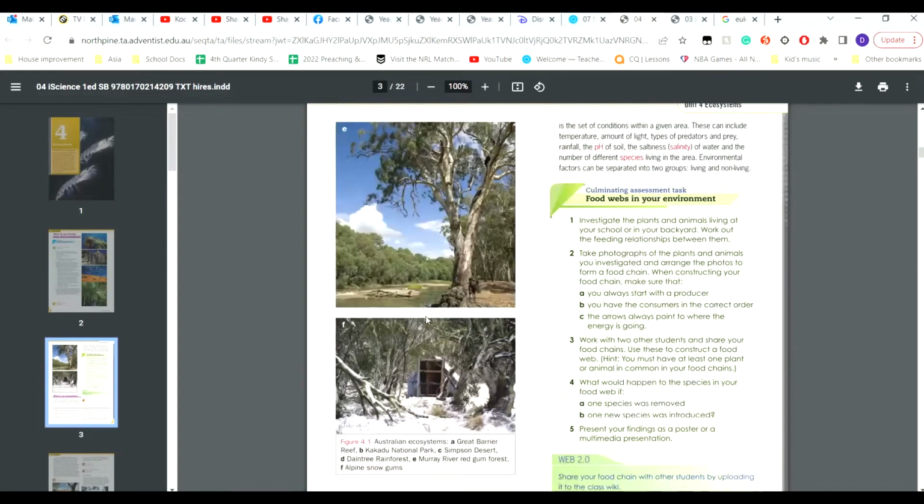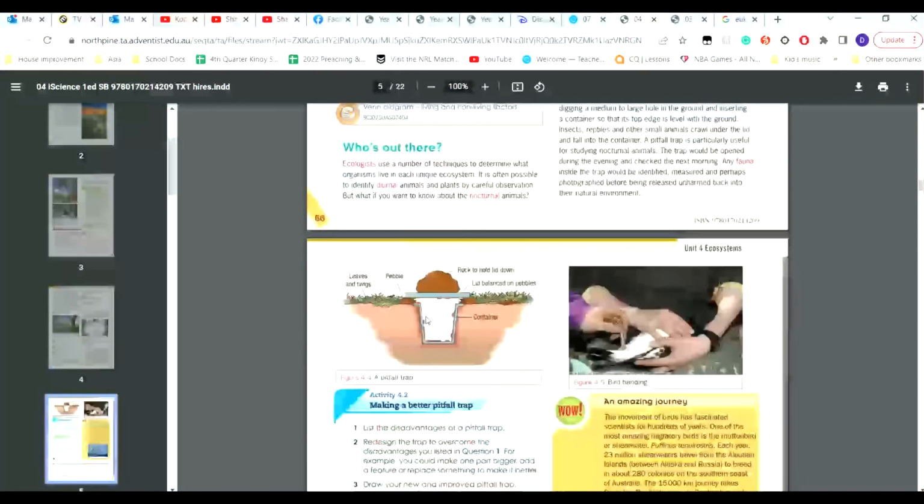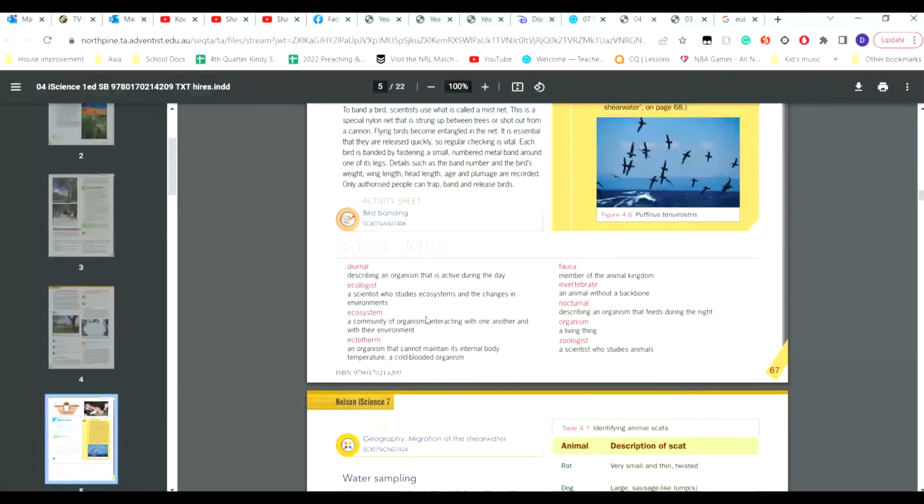But it says, where's the definition? Is there a definition for ecosystem? Yep, down here on page 67, it says an ecosystem is a community of organisms interacting with one another and with their environment.